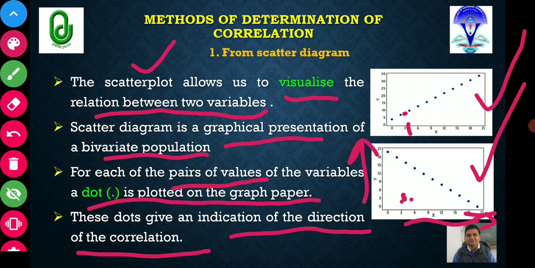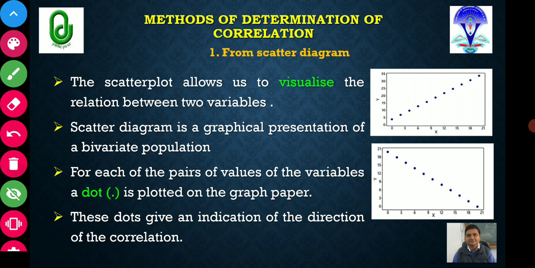Then another value: for x of 9, the y is 20. Similarly, we can put the dots here and there, and now you can join them. This will give the idea of the direction of correlation. It will give only the idea of direction, but it will not give the idea of quantity, how much strength. So this will only indicate the correlation, but it will not indicate the correlation coefficient.